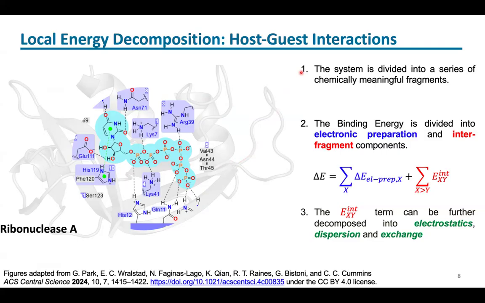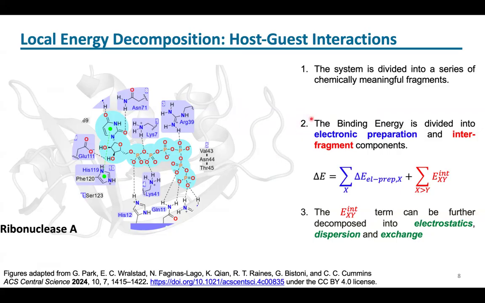So in the first step, we need to divide the enzyme and the ligand into chemically meaningful fragments. And this could be, for example, the functional groups on the ligand and the residues in the enzyme's active site. Now, for systems containing thousands of atoms, this step can be very tedious and time-consuming. So we need some tools that help us do that in an automated fashion.